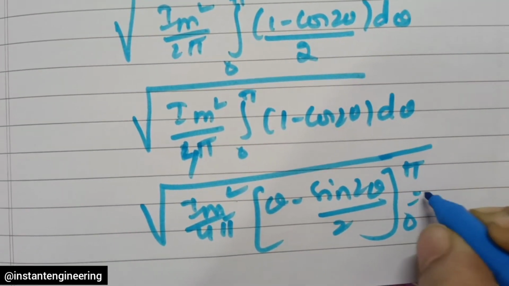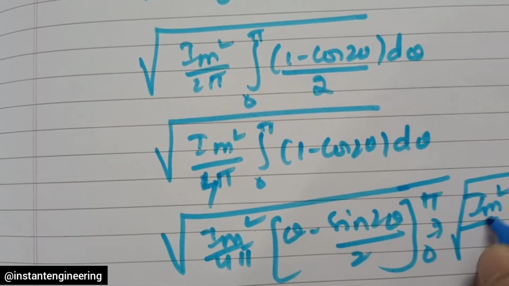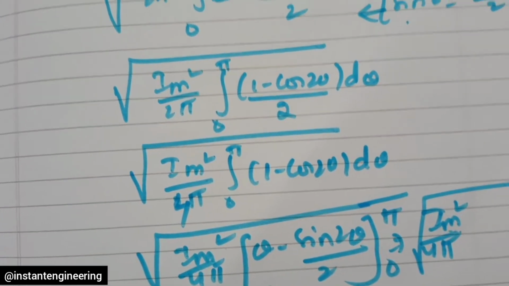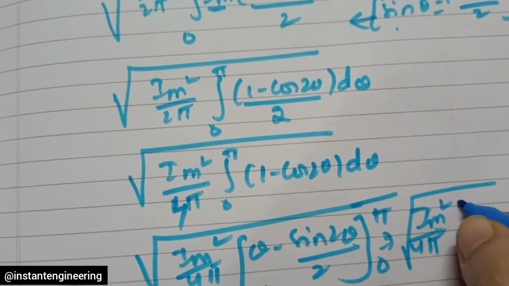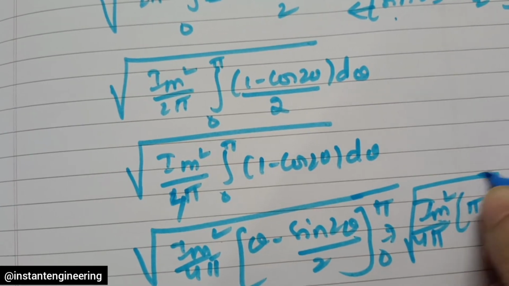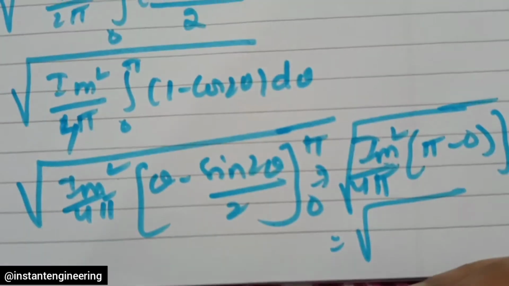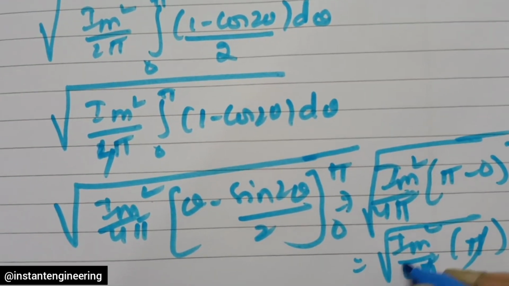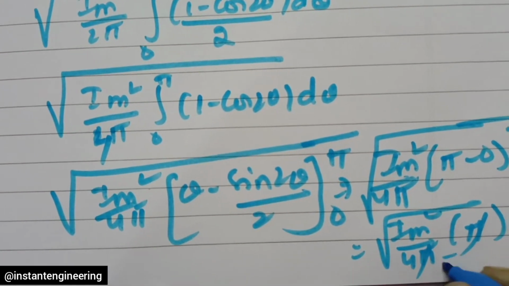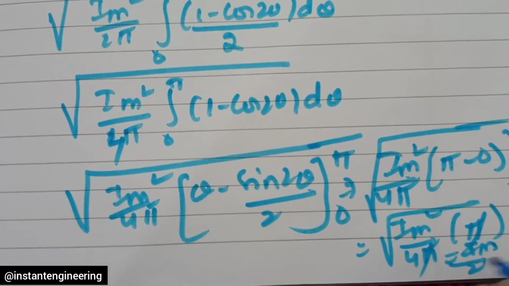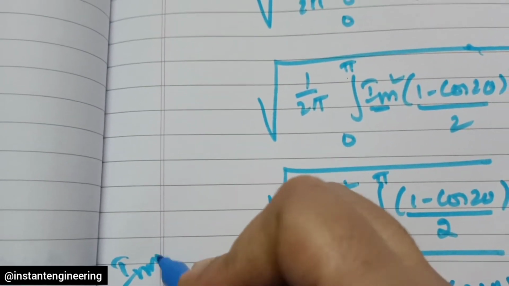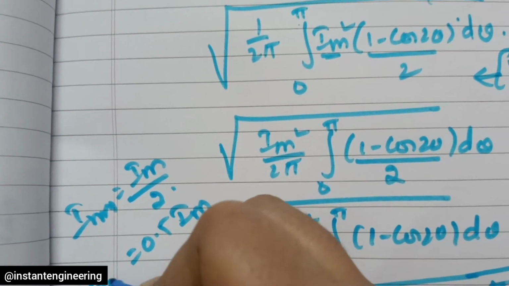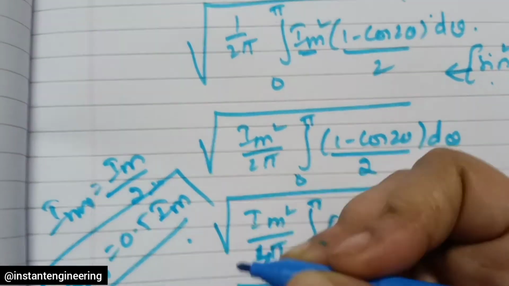I'll write a little smaller, Im square by 4 pi. So this will be pi minus sin 2 pi by 2. Sin 2 pi value will be 0, so pi minus 0. So this will be square root of Im square by 4 pi into pi minus 0, which is pi. Pi cancels. Square root of Im square by 4 will be Im by 2. Okay, we'll just write over here RMS is equal to Im by 2 or 0.5 Im. RMS, okay, this we got.